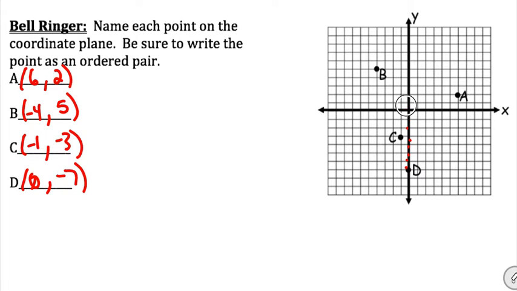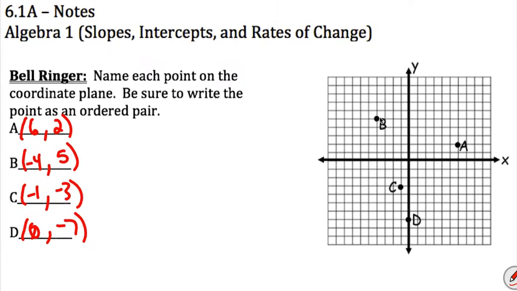Okay, and as I had mentioned before, any point that lies on the y-axis has a special name that is called the y-intercept. We're going to talk about that a lot throughout this chapter, so get used to that terminology. A point that crosses the y-axis is called a y-intercept.